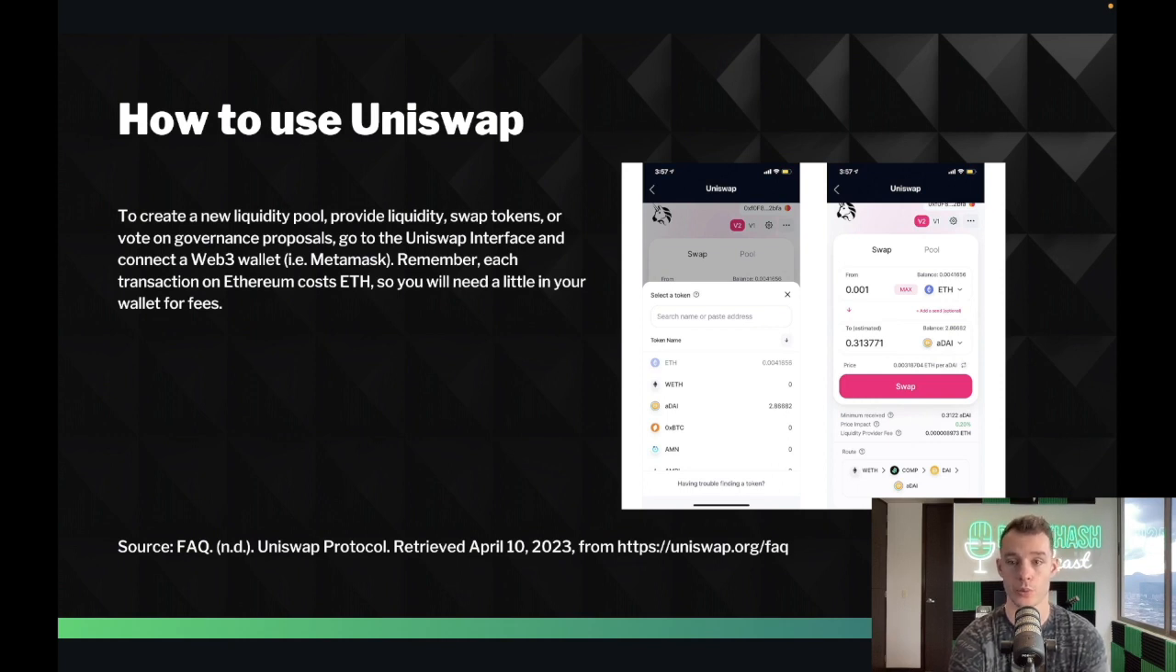So how can you use Uniswap? For any of you guys that are interested in utilizing it, whether it's in a web browser or on your phone, this is a little bit of an overview of that. To create a new liquidity pool, provide liquidity, swap tokens, vote on governance proposals, whatever you want to do, you just go to the Uniswap interface, again on your phone or in the web browser, and you connect to a Web3 wallet such as MetaMask. And keep in mind that each transaction does cost Ethereum in fees since it is built on Ethereum. So you will need a little bit of Ethereum in your wallet in order to perform those trades. Now, most of these fees are incredibly small, so it's not going to break the bank or anything. But make sure you have some Ethereum in your wallet.